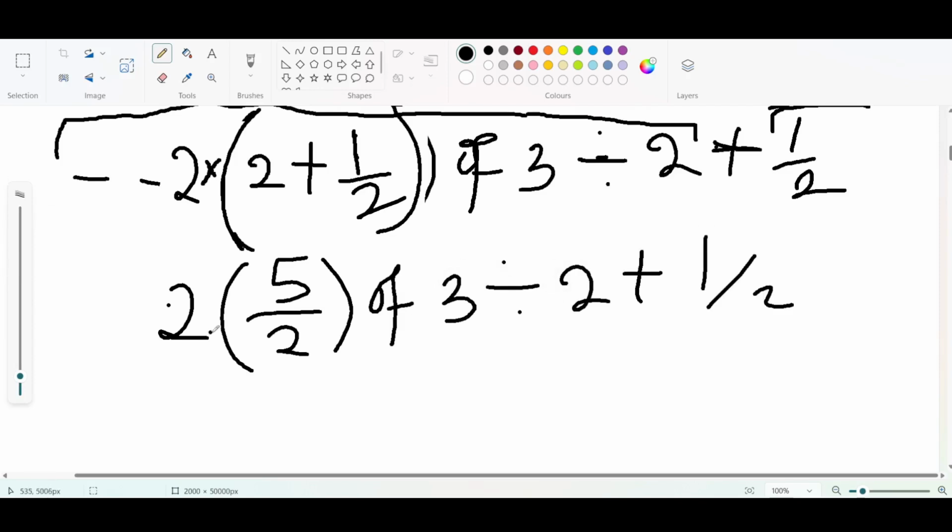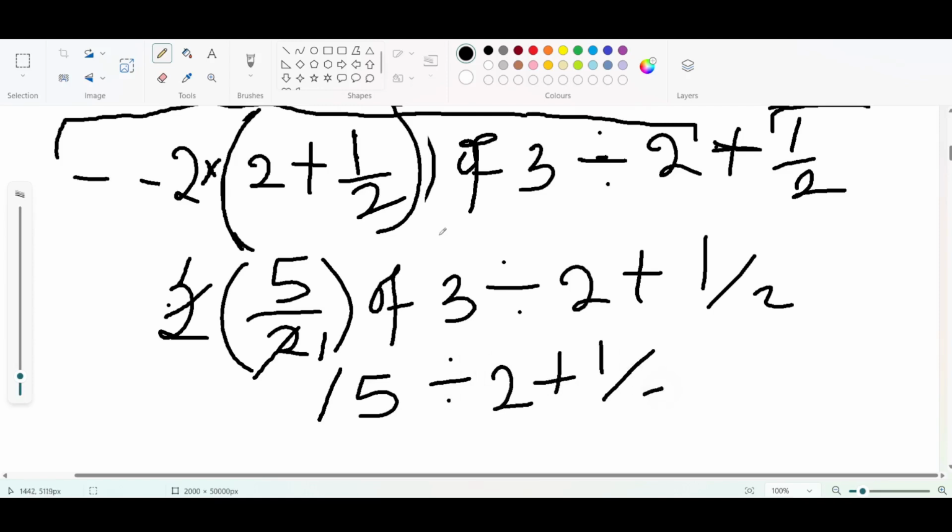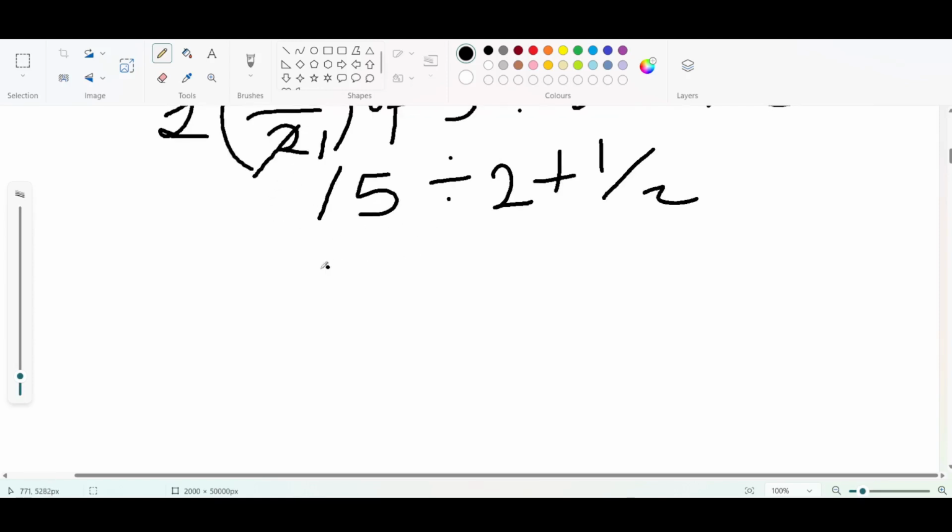So here now, this 2 can cancel this 2 to open the bracket. The 2s will cancel. So once they cancel, what are we left with? We are left with 3. We are left with 5 here, because that is 1. This is 1 here, and this is 1 here. 1 times 5 is 5. 5 over 1 is 5. Then 5 of 3 is going to be 15. So we are left with 15 here, divided by 2 plus 1 all over 2. So here is now going to be 15 all over 2.